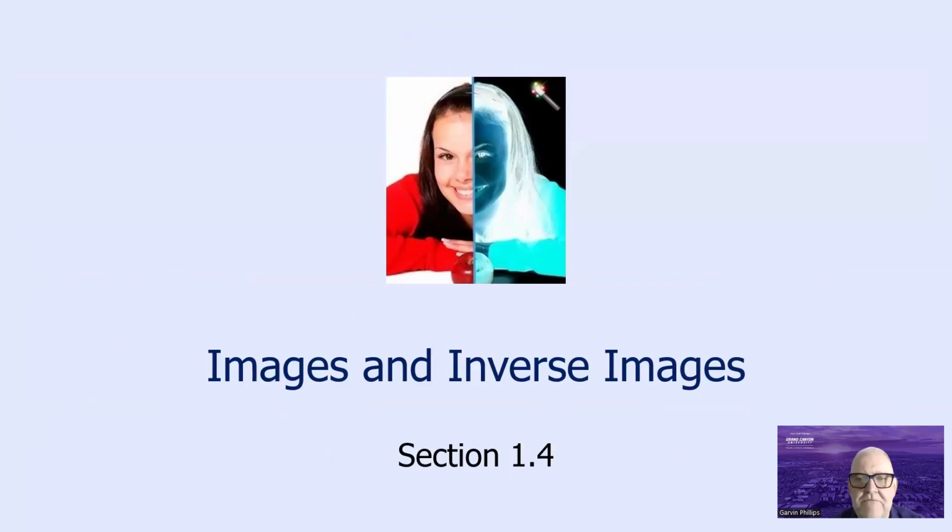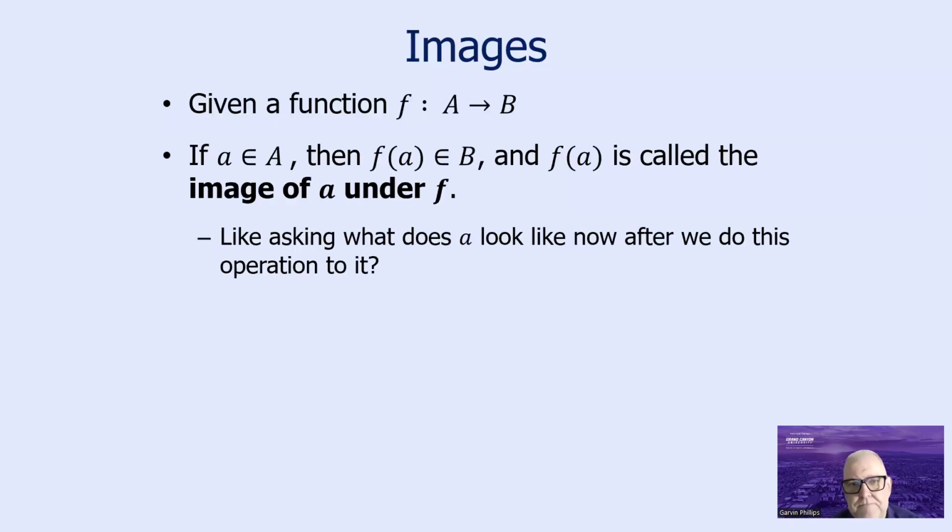All right, images and inverse images. So if we have the function from A to B, and we have an element of A that maps to B, we can consider that f of A is called the image of A under F. So the image of whatever our x is under our function. It's like asking, what does A look like now after we do this operation? After we do this procedure, what does A look like?